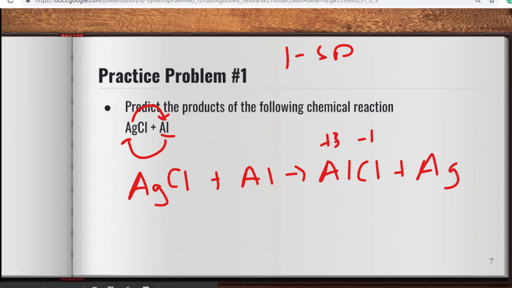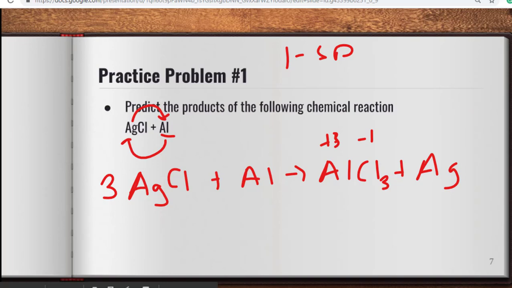Cl is a -1. So to write this correctly, we need to put a 3 down next to AlCl. Now we can go in and balance the rest of our equation, since we've written our chemicals correctly. Aluminums all balance out, silvers balance out, but we have 3 chlorines to the right of the arrow. We have 1 chlorine to the left of the arrow, so we need to place a 3 in front of AgCl.